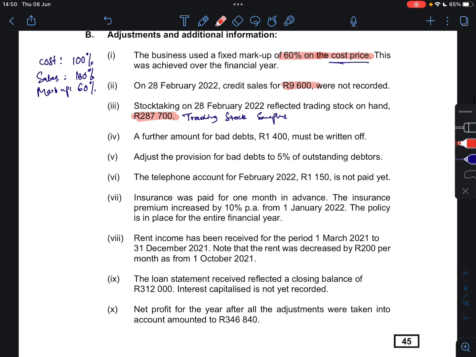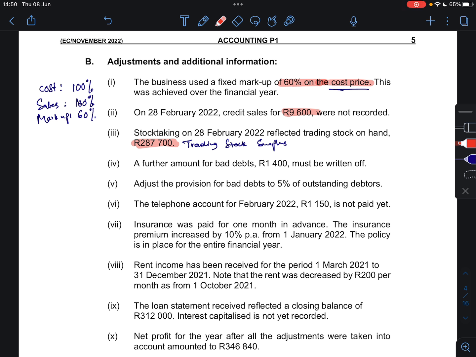Now, remember that we did not record these sales. Remember? So these sales will definitely affect our trading stock. So it's the sales, it's 9,600. The cost of sales are to be 100 over 160. Okay, let's see how much that is. Over 160, and that gives us 6,000.